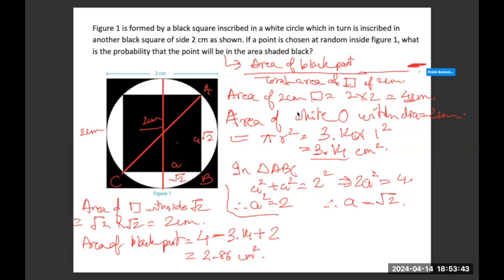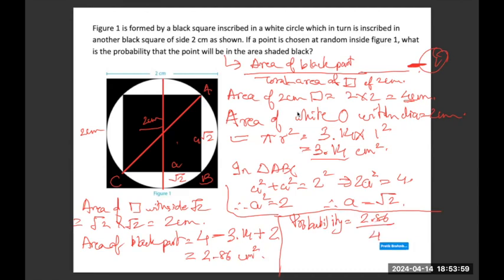I don't have to find just the area. So the probability from equation 1 will be equal to area of black part, 2.86, upon total area of the square, which is 4, which will be equal to 0.715, which is the probability of a point falling in the black part. Okay.